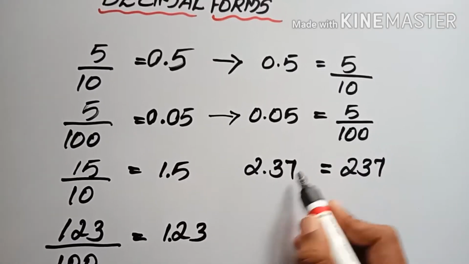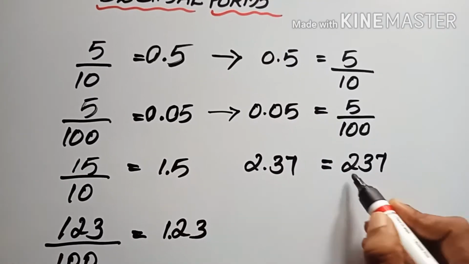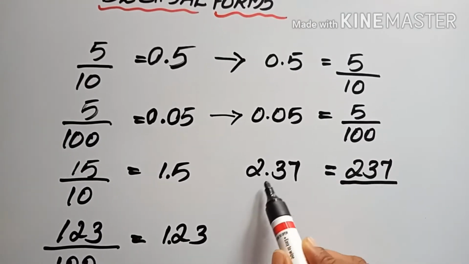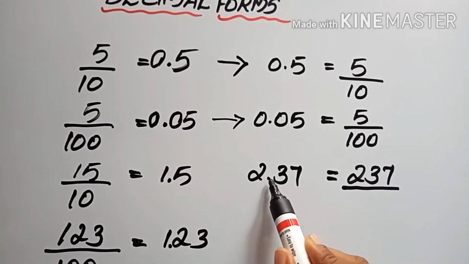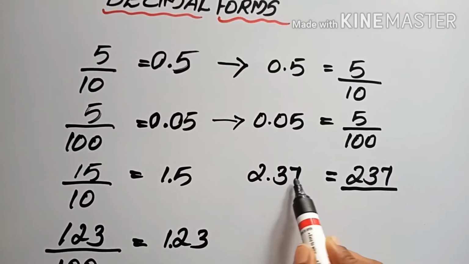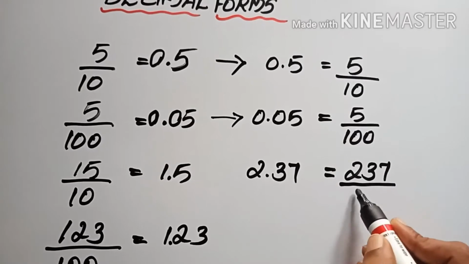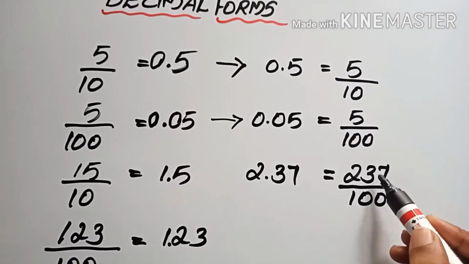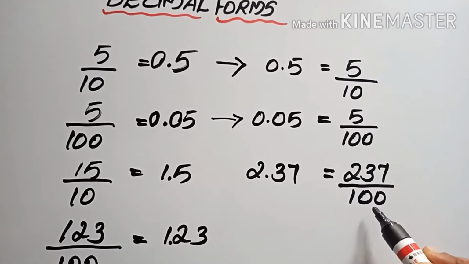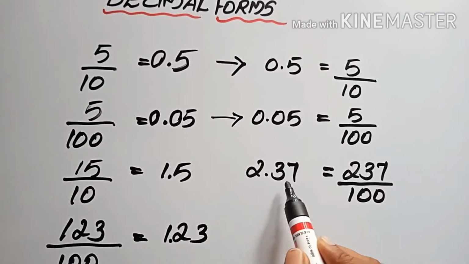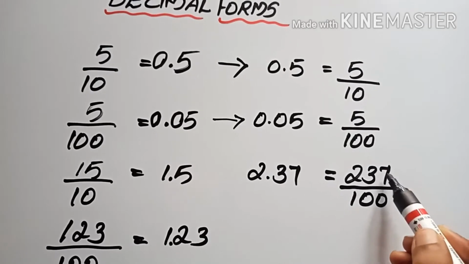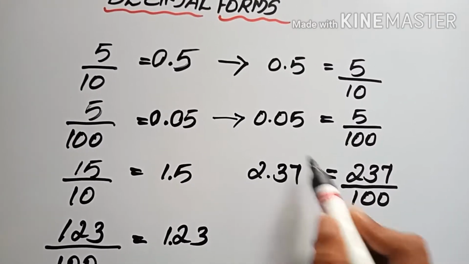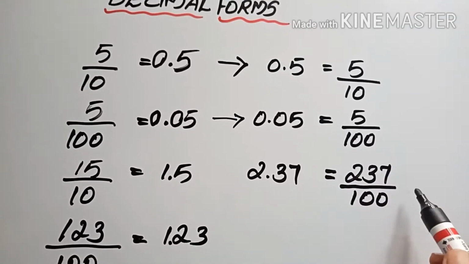Numerator must be the number without the point. 237 by, check how many numbers are after the point. Here, after the point there are 2 numbers. So 2 numbers means 1 along with 2 zeros, that is 100. So 237 by 100 is the fraction form of 2.37. 2 zeros means before 2 numbers we put the point, then we get the decimal form. By considering the decimal form we can write the fraction form.